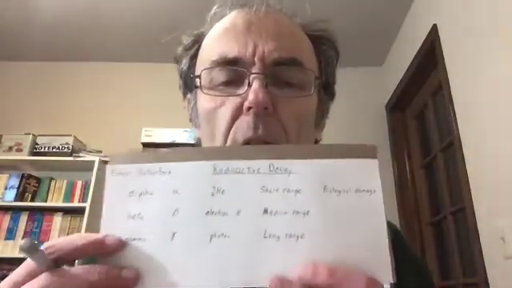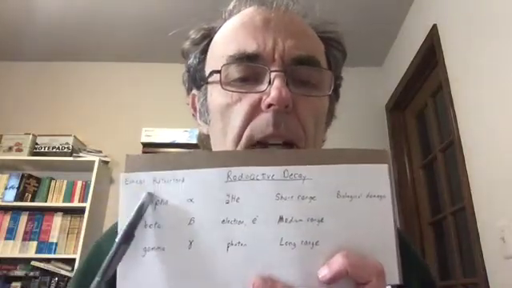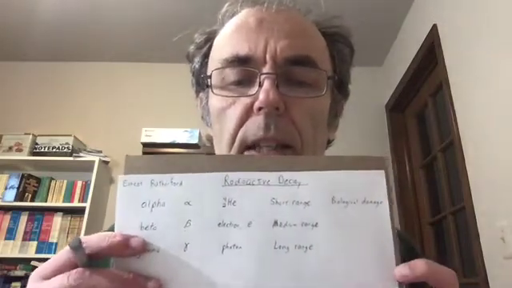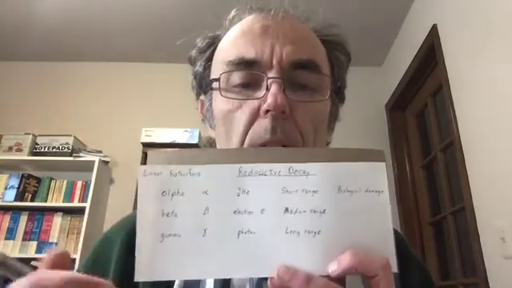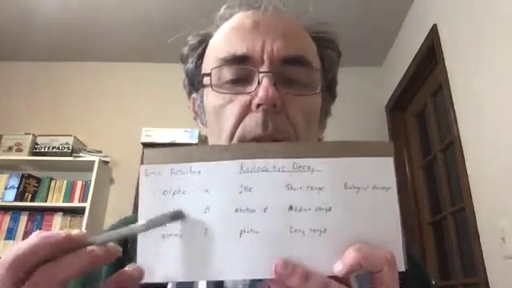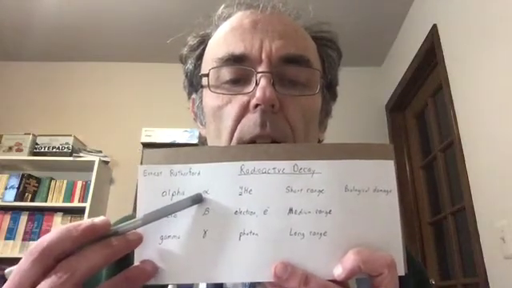Okay, first let me give you an overview of radioactive decay. These types of decay were discovered by our old friend Ernest Rutherford, who also did the scattering experiments to show the nuclear structure of the atom. Okay, alpha, beta, and gamma are the first three letters of the Greek alphabet. We'll start with alpha, this is the Greek letter alpha.